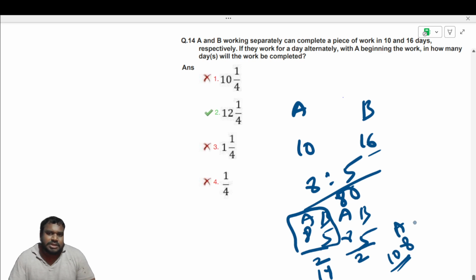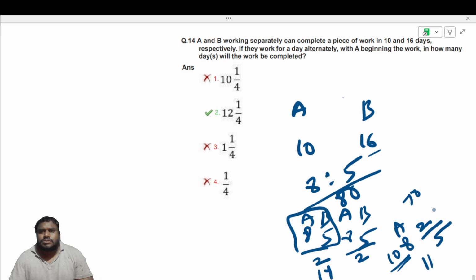So 78 parts of work is done and 2 parts of work is left, and those 2 parts will be done by B, and that is 5. So 11 2 by 5 days. See, two parts of work should be done.